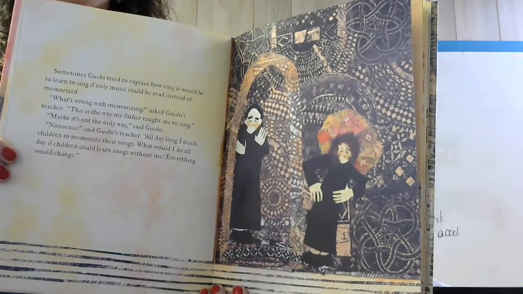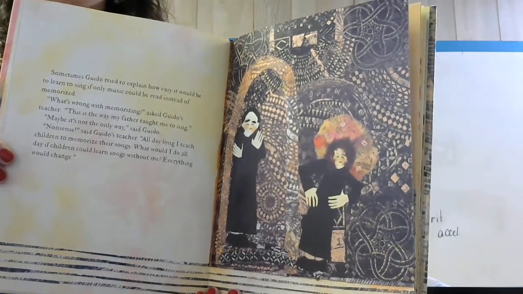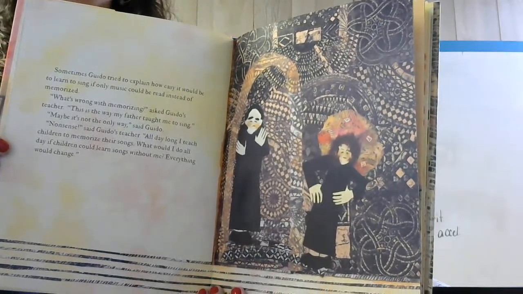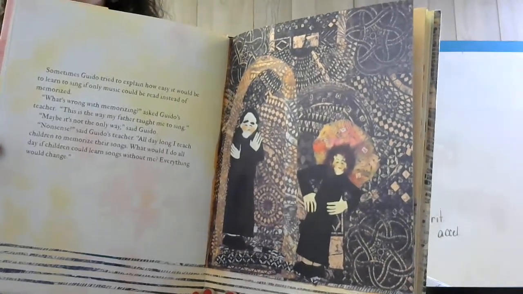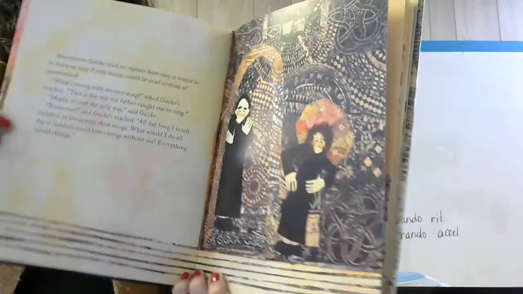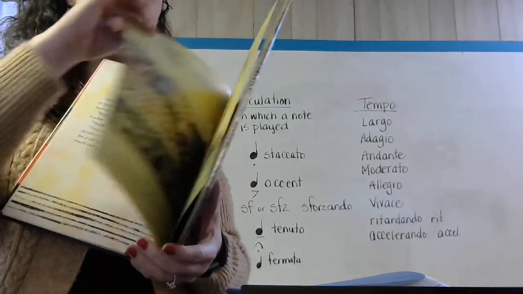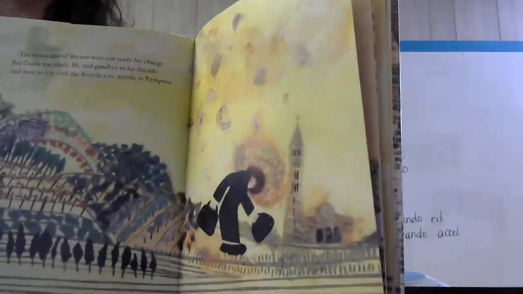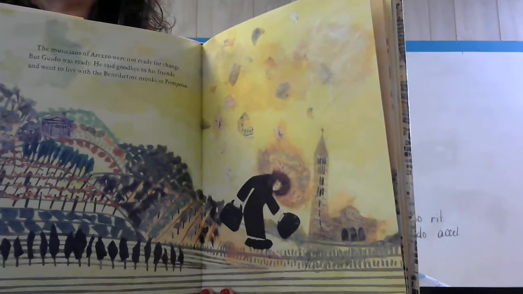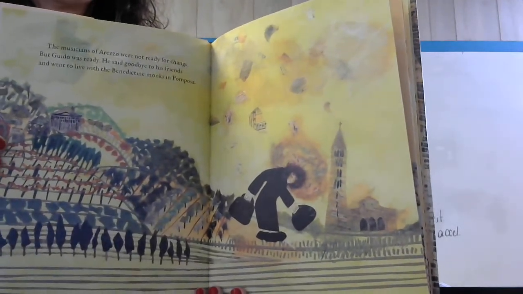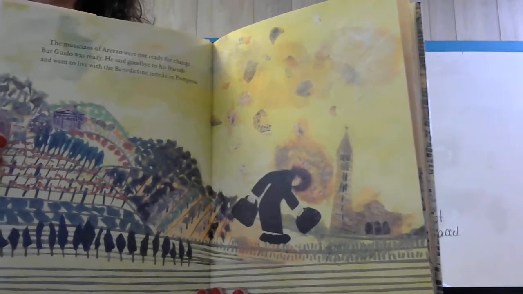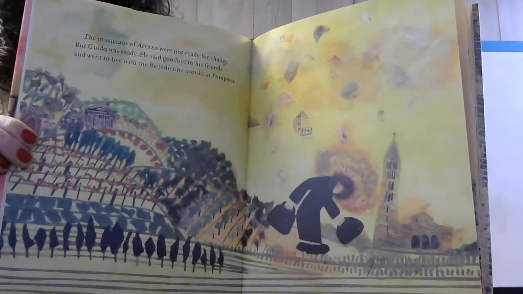"Nonsense," said Guido's teacher. "All day long I teach children to memorize their songs. What would I do all day if children could learn songs without me? Everything would change." The musicians of Arezzo were not ready for change, but Guido was ready. He said goodbye to his friends and went to live with the Benedictine monks in Pomposa.